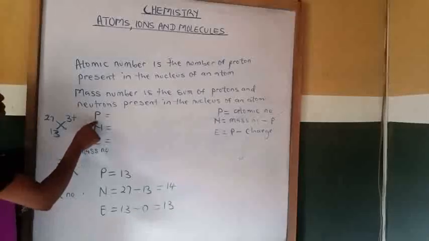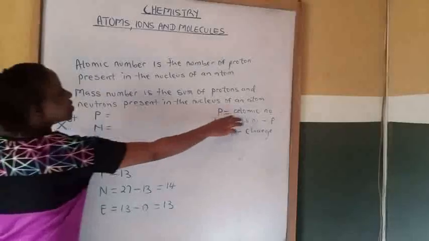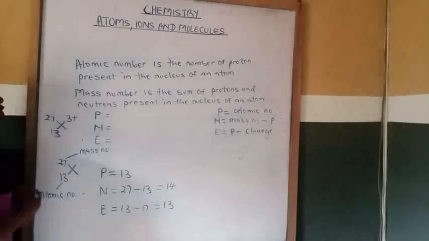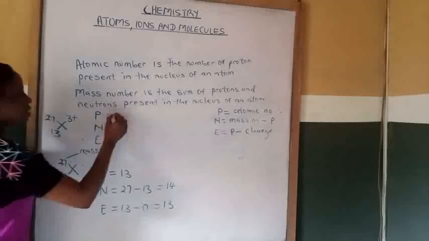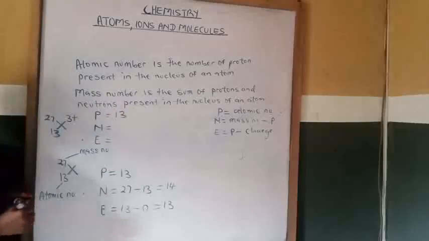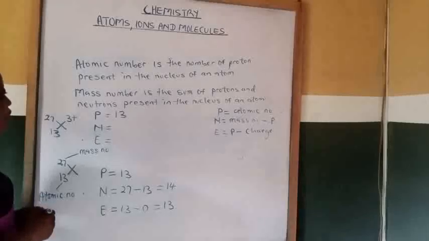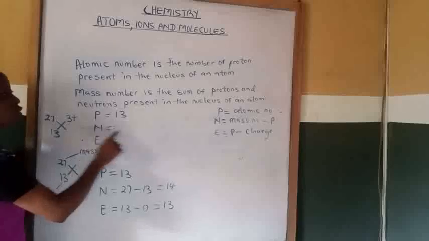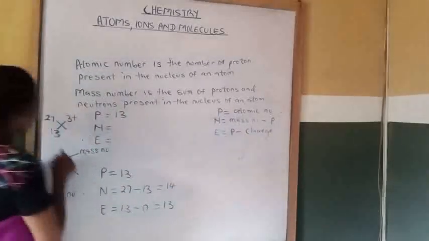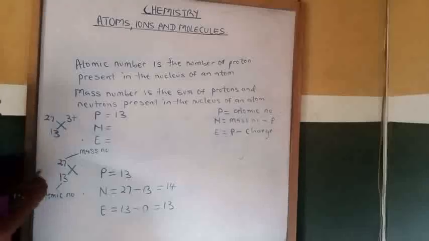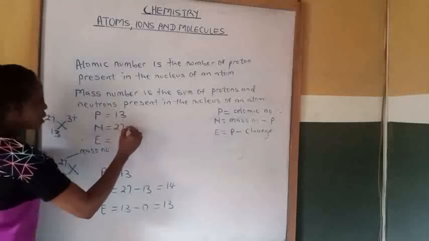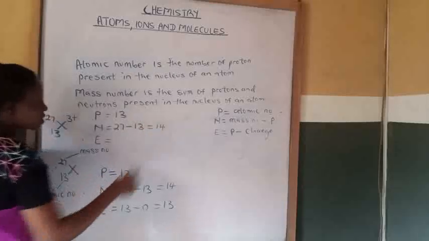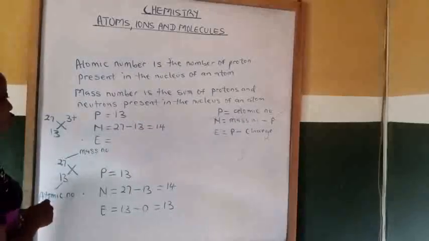Now let's come back to this place. The proton is the same thing as atomic number. Then the number down is atomic number. So therefore, proton equal to 13. Then what will be the number of neutron? Neutron is mass number minus proton. Our mass number is 27, that is 27 minus the proton, 13, which is equal to 14. So the number of neutron equal to 14.